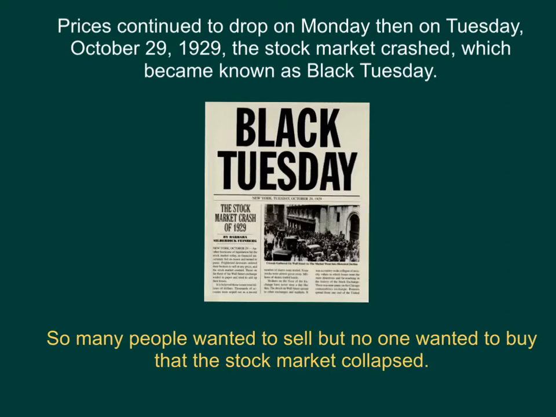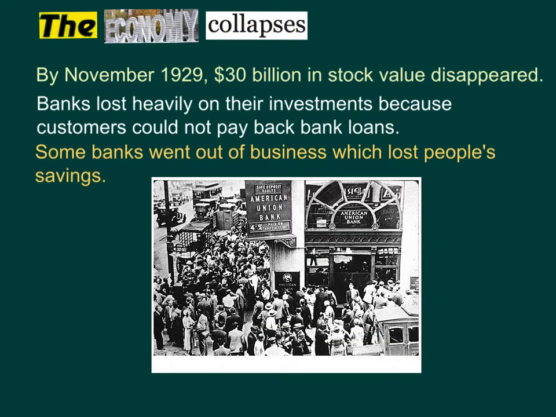So the whole point of the stock market is you're constantly moving money in and out. People buy, sell, but then they reinvest the money into another stock. But people were just selling, and they weren't buying, which caused the collapse. By the end of November 1929, $30 billion worth of stock value disappeared.